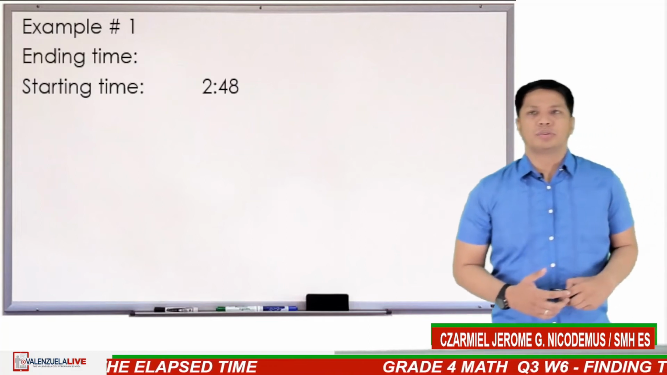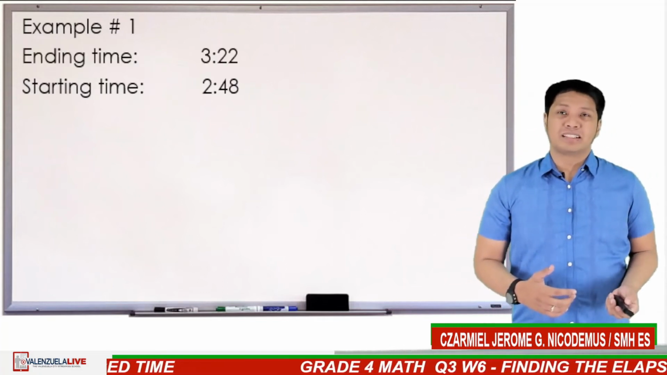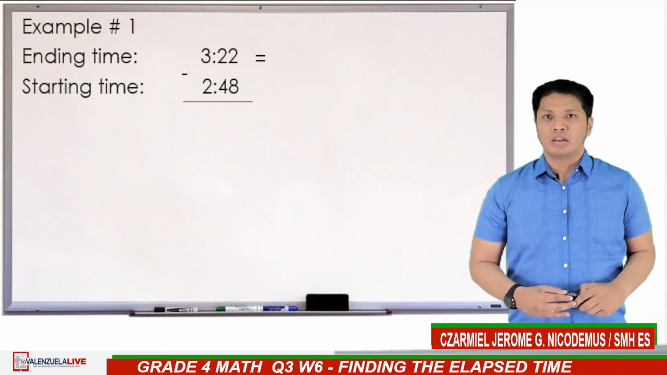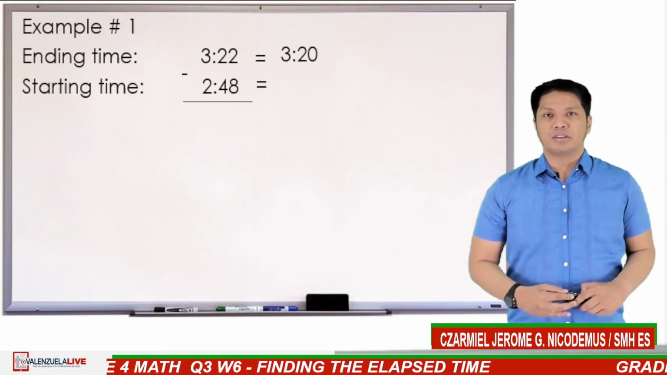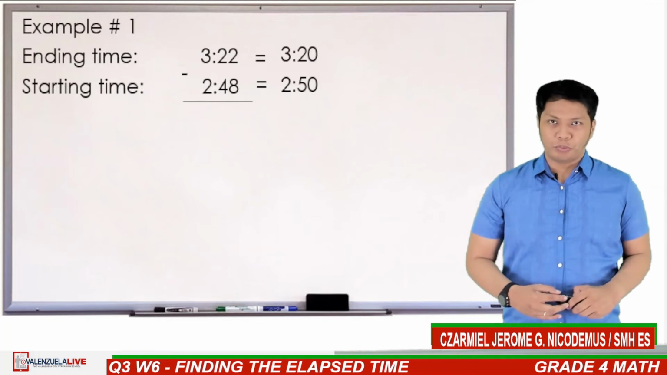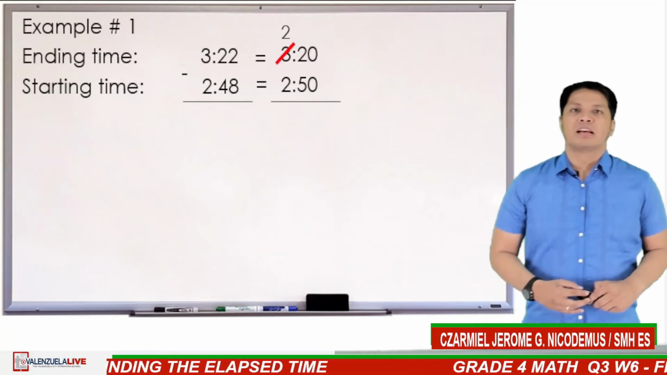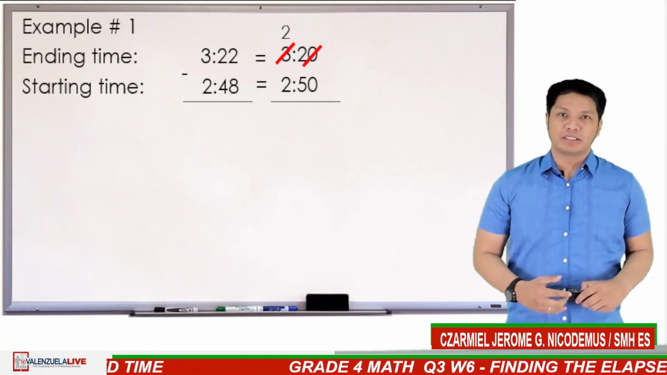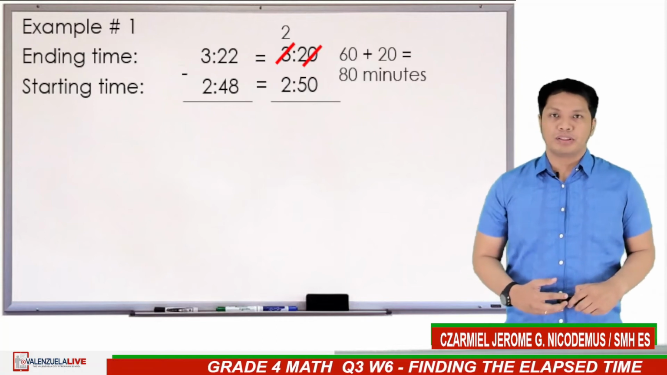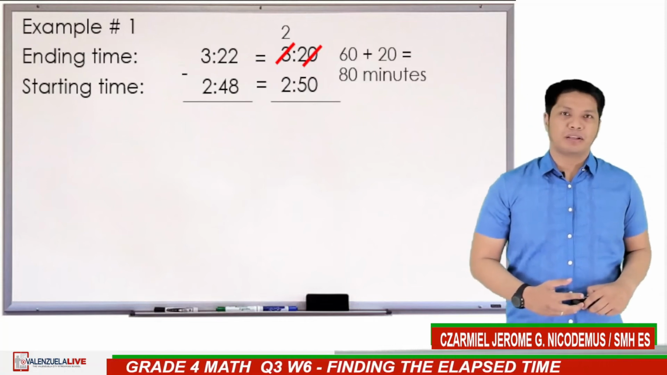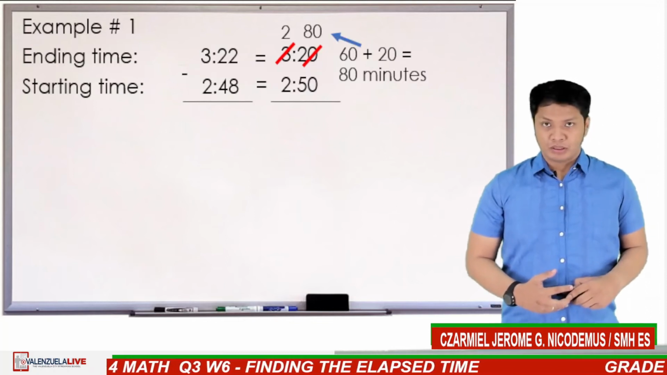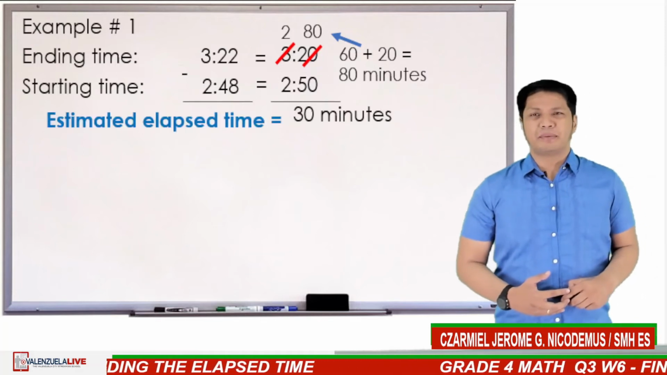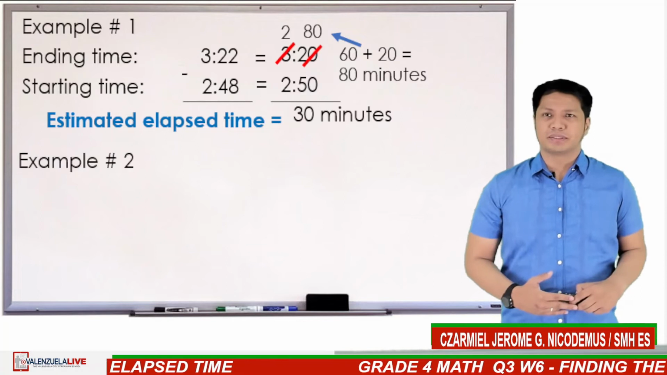Example number 2. So what if the starting time is 2:48 and the ending time is 3:22? So 3:22 will become 3:20, 2:48 will become 2:50. So for 20, let's borrow 1 hour or 60 minutes from 3, then 3 will become 2, 20 will become 80 minutes. 60 plus 20 is equal to 80 minutes. 80 minus 50 is equal to 30. 2 minus 2 equals 0. So the estimated elapsed time is equal to 30 minutes.